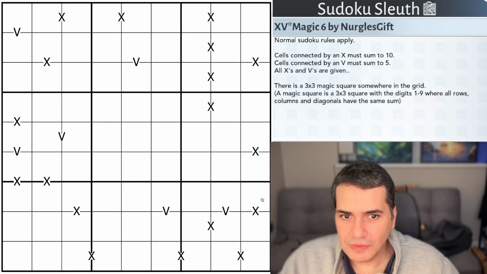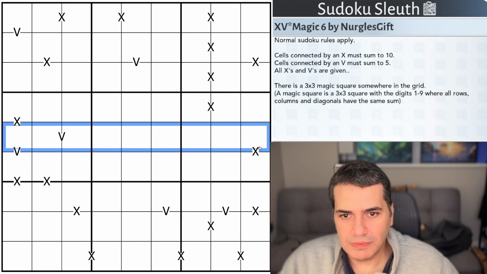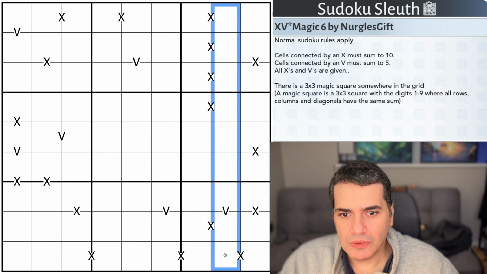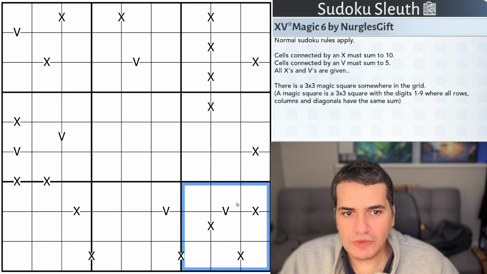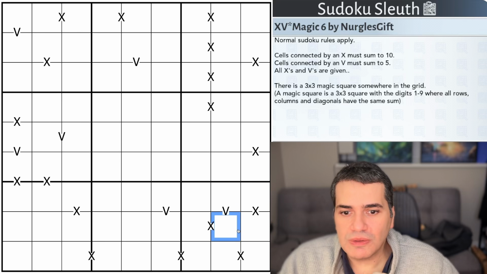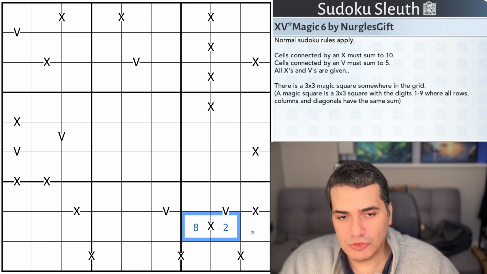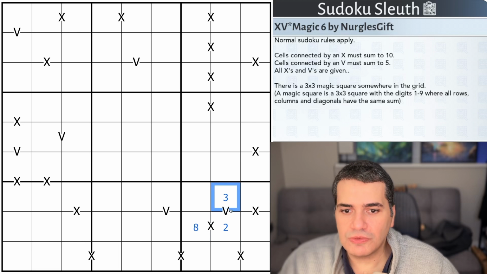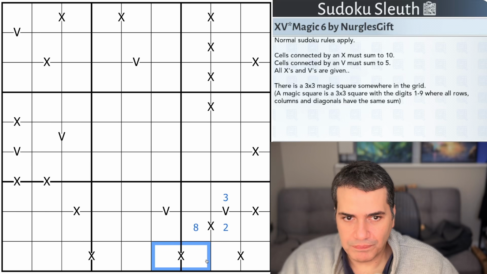So I say today's puzzle again, with the following setup, normal Sudoku rules apply. Place the digits 1 to 9 once each in every row, column and 3x3 box. Then, of course, we've got the X's and V's. Cells connected by an X must sum up to 10. So if this cell is a 2, this would have to be an 8 to make sure that these two cells do add up to 10. Cells connected by a V must sum up to 5. So if this is a 2, this would have to be a 3 to make sure that these two cells add up to 5.